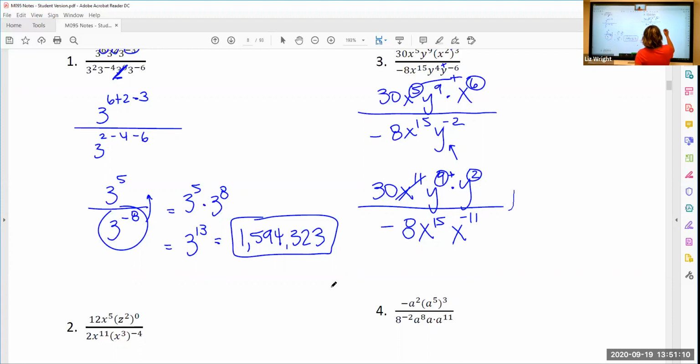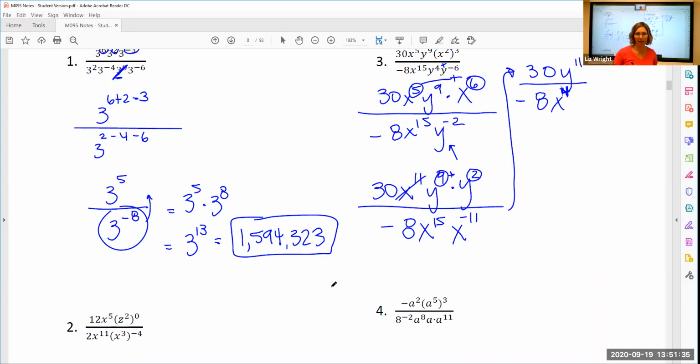I'm going to come up here. So now we've got 30 y to the 11th. Then we've got negative 8 x, and you should be taking 15 minus 11, which is going to give you 4. My y tail is kind of here in the middle or in the way. That should be x to the 4th.